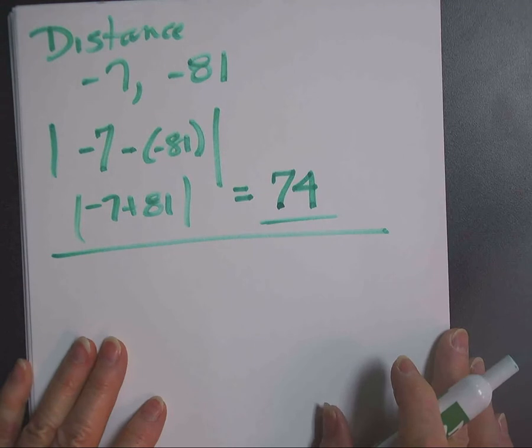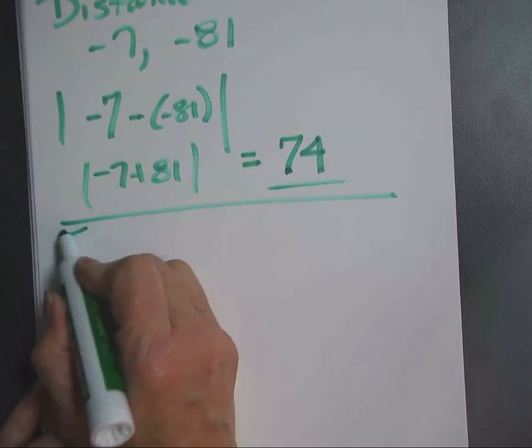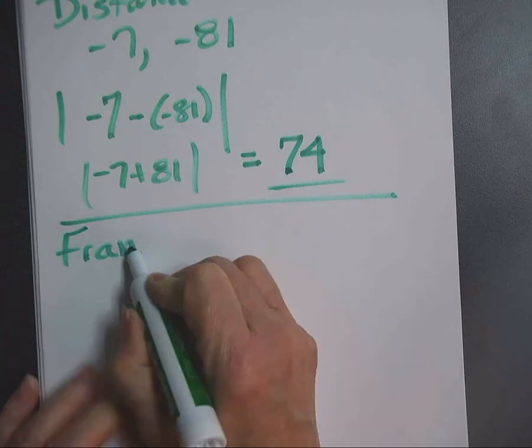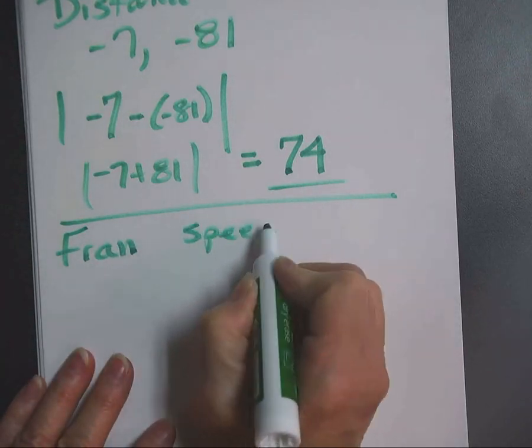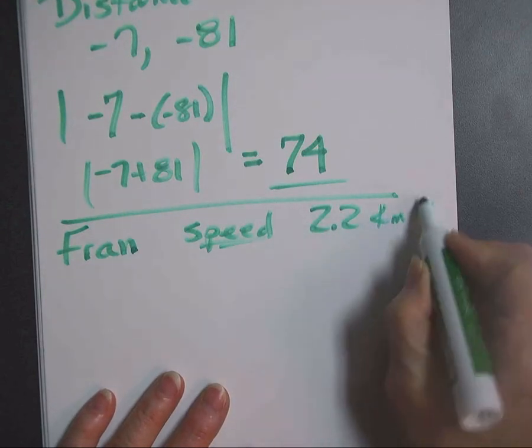Okay, it doesn't matter what number we're at. Okay, Fred swims at a speed, so that's her rate, right? The speed of 2.2 kilometers per hour.